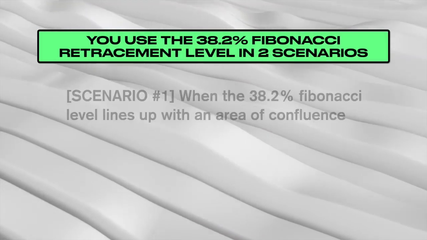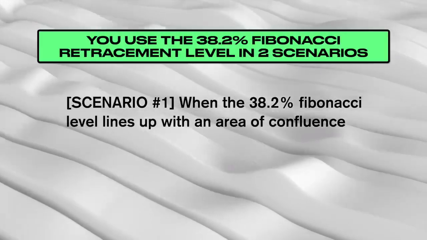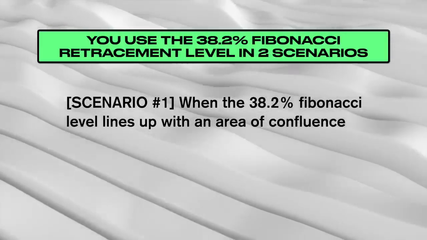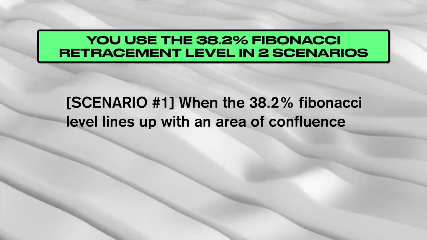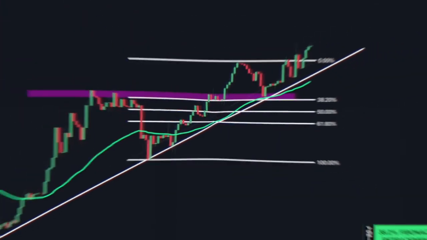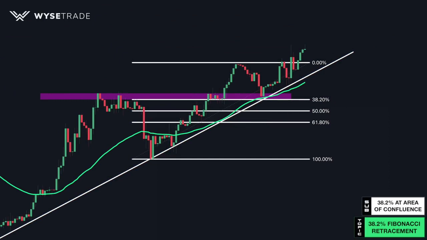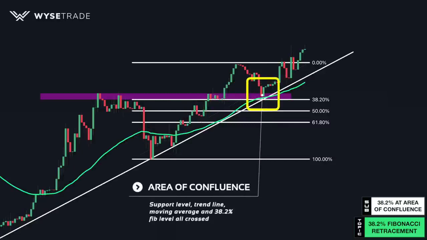You use it in two very specific scenarios. Scenario number 1, when the 38.2% Fibonacci level lines up with an area of confluence. So you have a clear moving uptrend through the higher highs and higher lows, and you want to trade with the trend. This here is your very high quality area of confluence because you have a key support level, trend line, and moving average that all crossed.